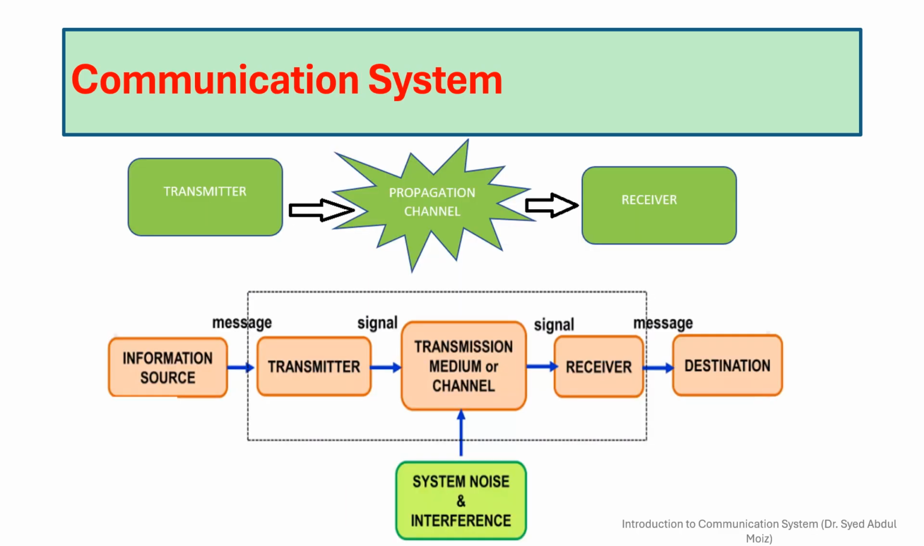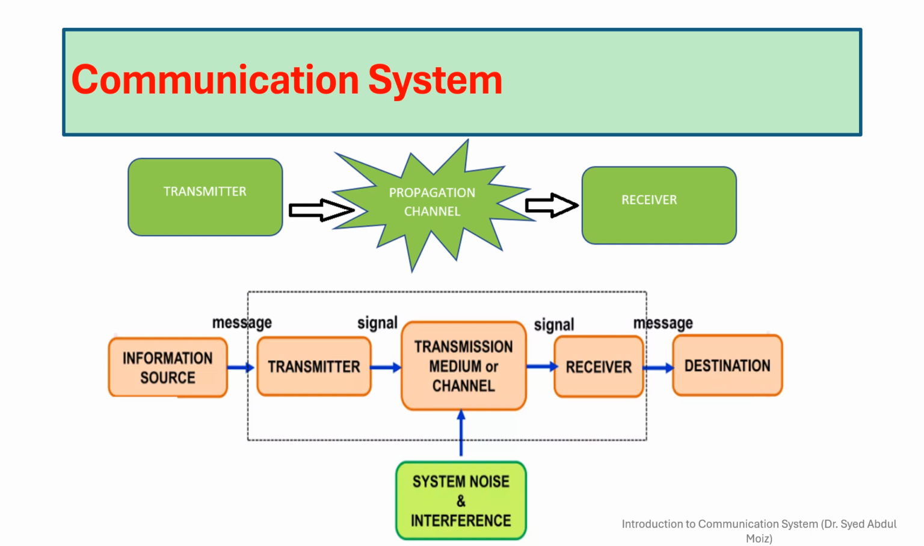Let's dive deeper into the key components of a simple communication system and understand how they work together to transfer information. These components are the source of information, transmitter, transmission medium or channel, receiver, and destination. They form the foundation of any communication process, from a simple voice call to a complex internet network. Let's start with the source of information. The source of information is where everything begins. It generates the original signal, message, or information that needs to be shared.